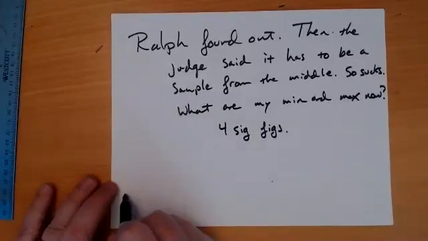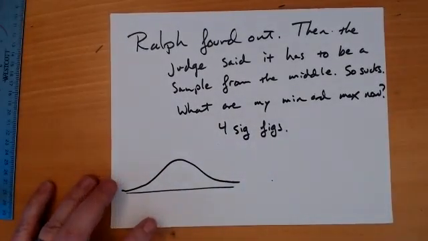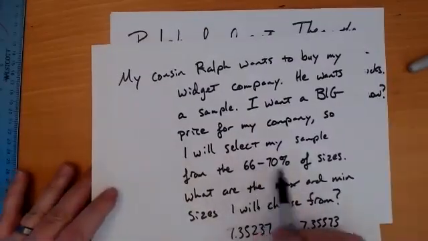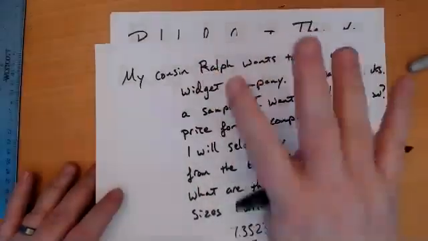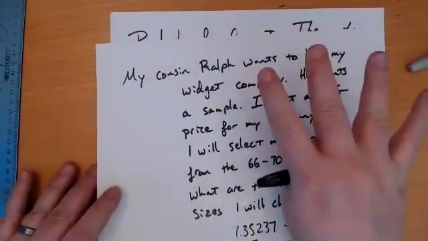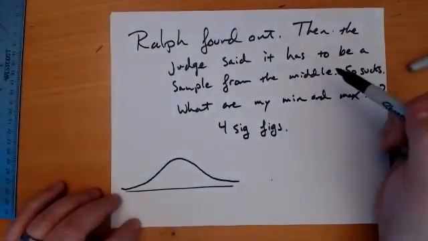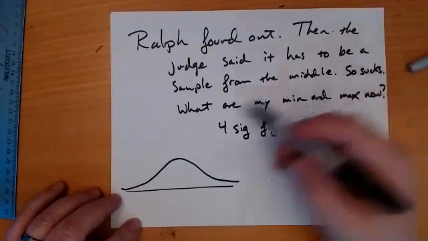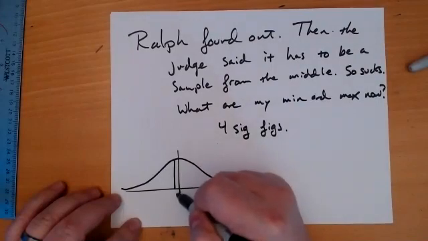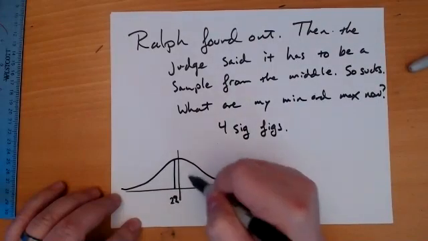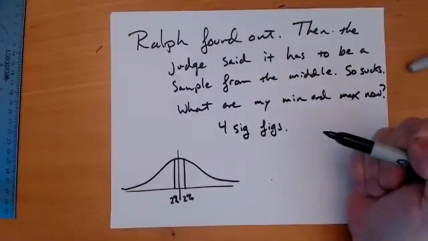So let me just remind you where we're looking. On the last problem, I was stealing between 66 and 70%. So I was stealing 4% of the whole sample. I need my amount to be from the middle. So that means I need 2% on this side and 2% on that side of the middle.